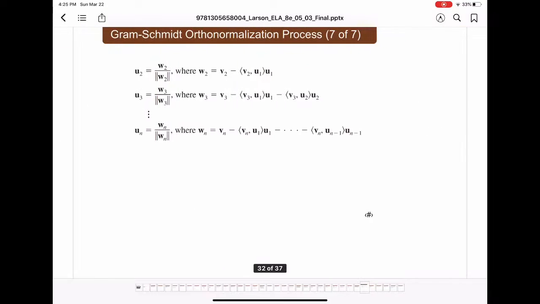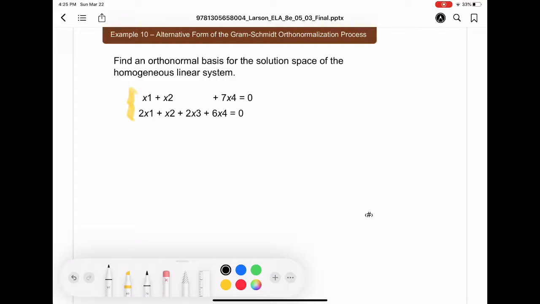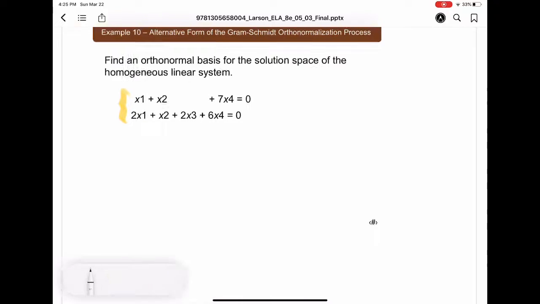Let me see if they have a more general situation, for example in R3. Let's consider this problem: find an orthonormal basis for the solution space of the homogeneous system. That means we have to solve this system. The system has two equations with 4 variables. Okay, it's fine.